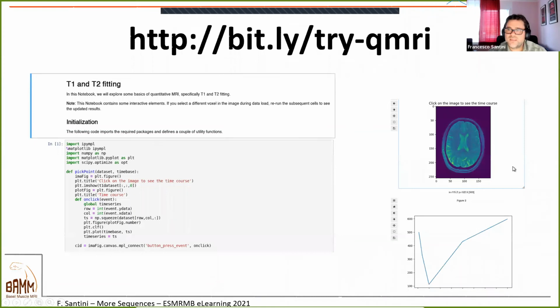This is what you can see. Usually you see this image with an example data set. You click here, you see the curve across the TIs, and then you can do the fitting and see how it works.